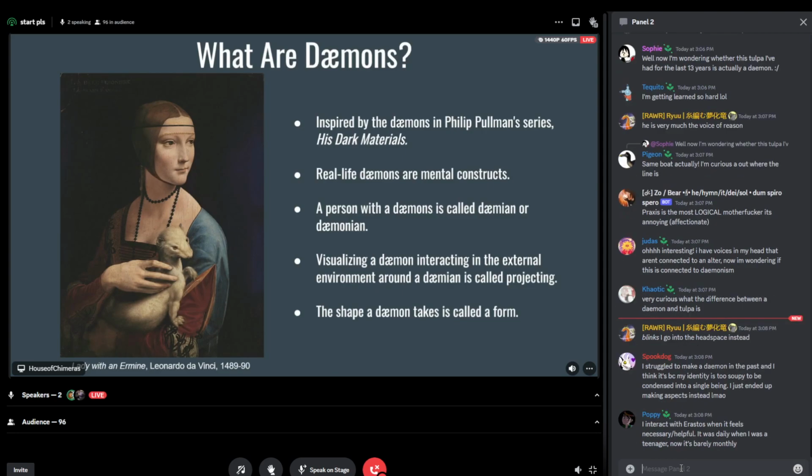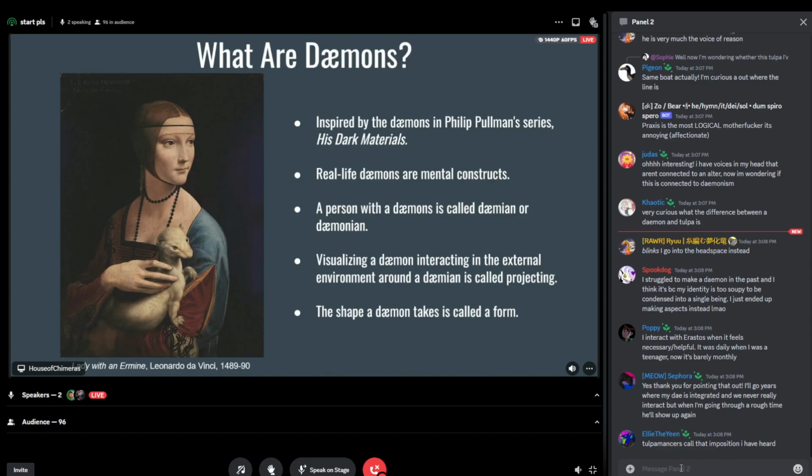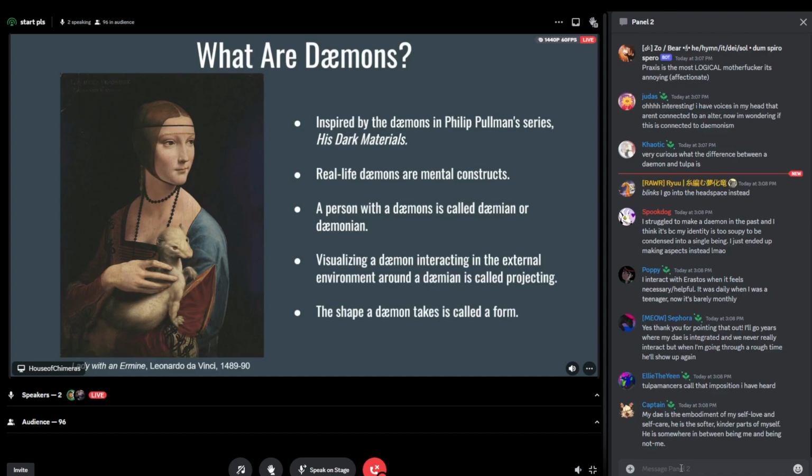Daemons are usually projected in a non-human animal form, but they are not limited to an animal form necessarily. The form or forms a daemon takes, and the relationship between those forms and the daemon's person, is another important topic, but we'll be covering that in its own separate section.